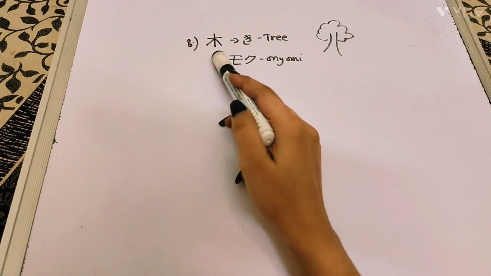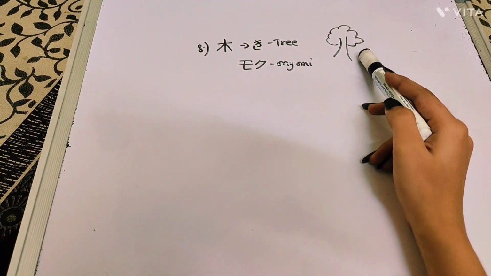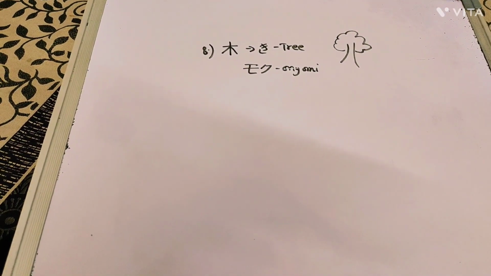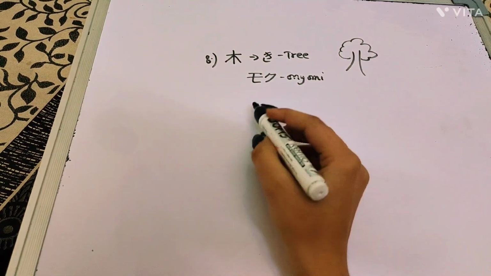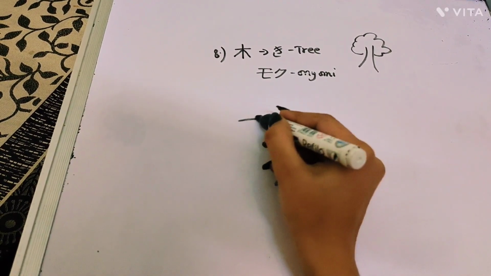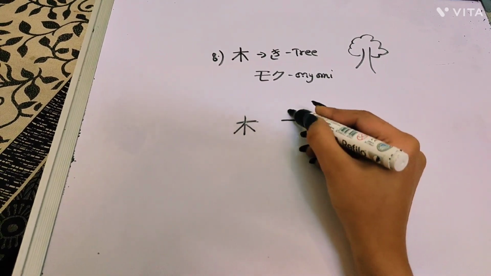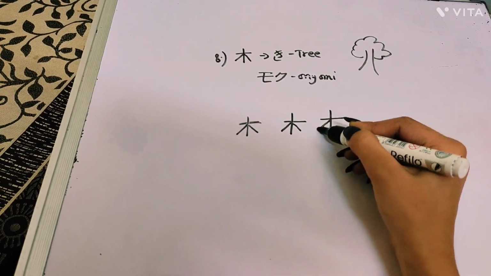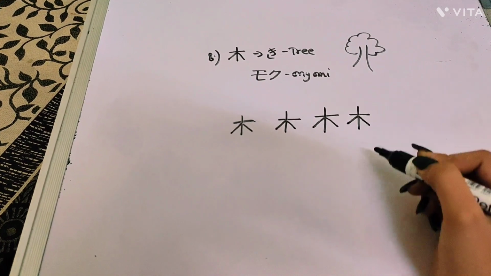Our next kanji is ki. Ki means tree. Onyomi is moku. You can see the drawing of tree. It's not very good, but I tried. So let's draw the kanji with me, minnasan. Ichi, ni, san, yon.